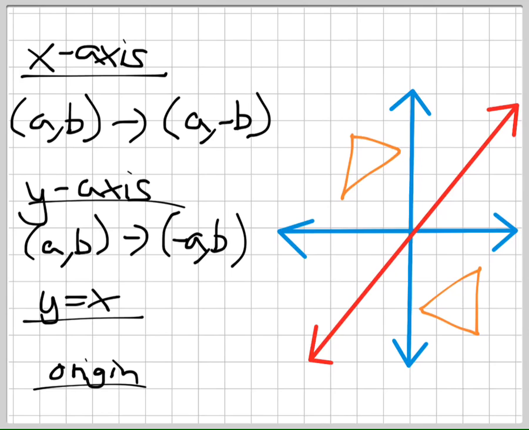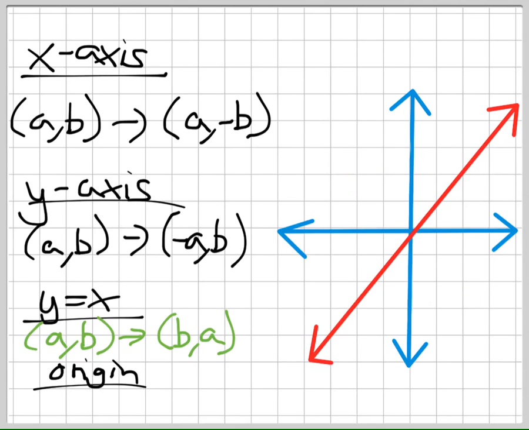This is the rule that happens to those coordinates, okay? Instead of being A, B, the original coordinates, they just become switched. If the coordinates of this were 1, 2, the new coordinates are now 2, 1. They just switch. Okay? That's the rule for the line y equals x. The coordinates just switch.